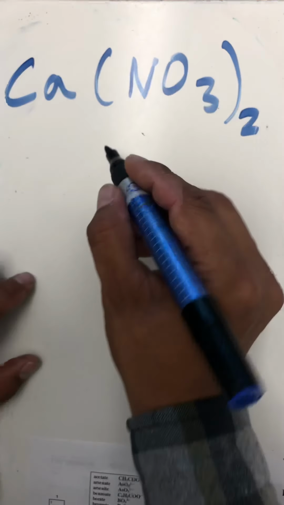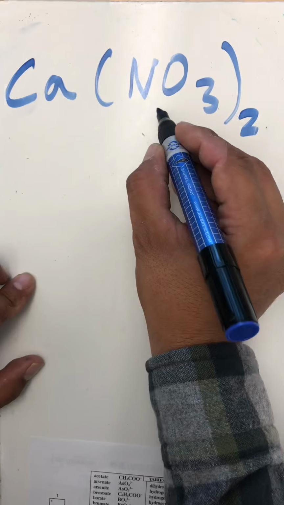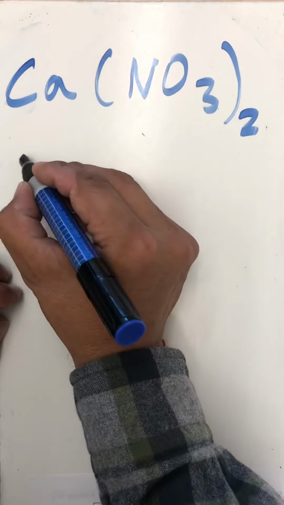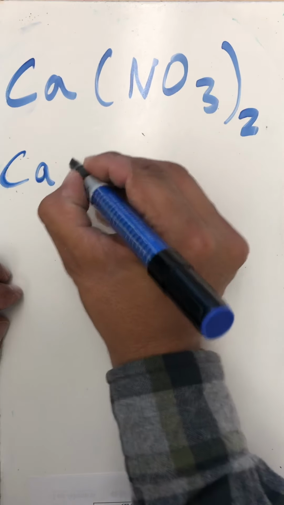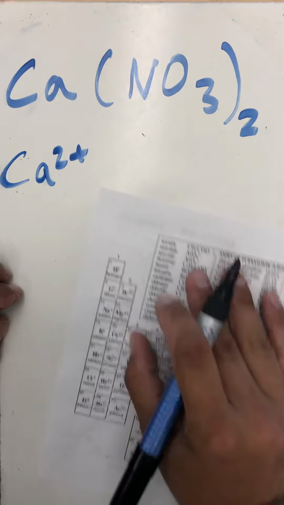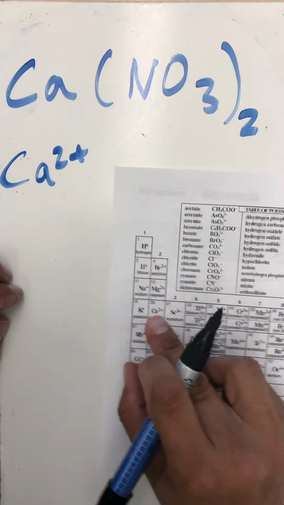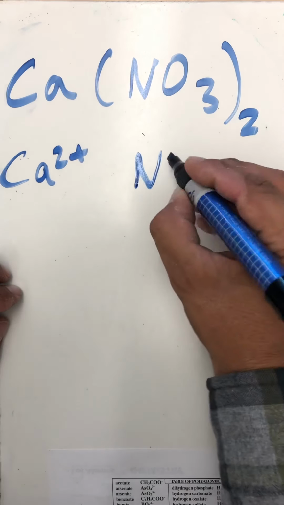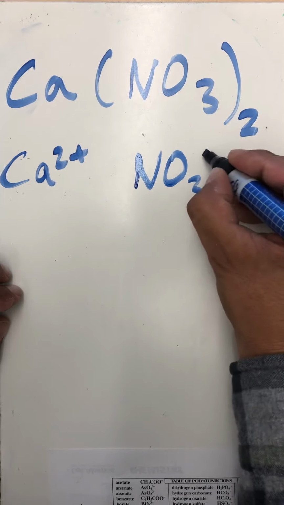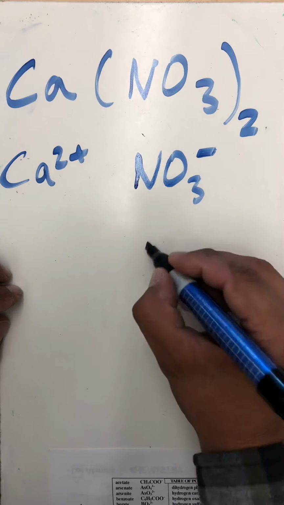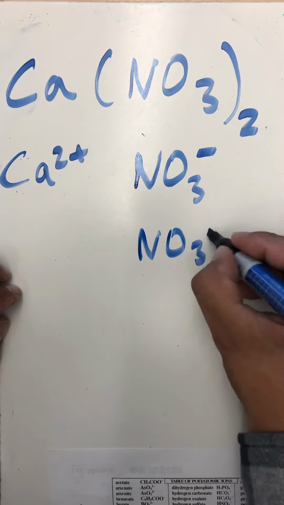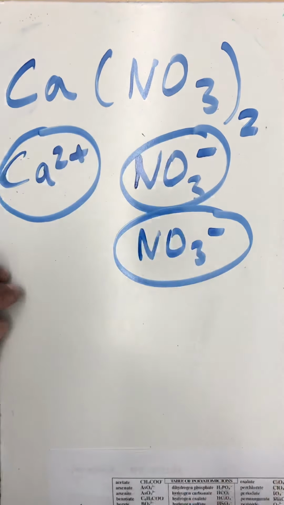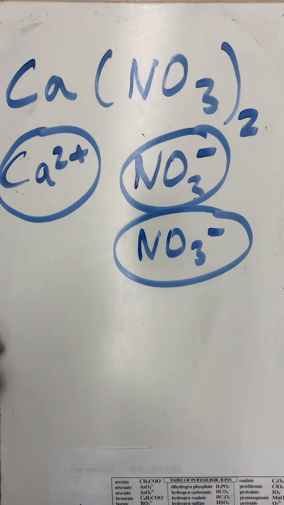This compound here is made up of calcium and NO3, which according to the chart is nitrate. So let's break it apart so that we can study it and name it. Calcium 2+, remember it gives off its 2 electrons so that it can have noble gas configuration. And nitrate, you just treat it like one thing, NO3-. And there's 2 of them, NO3-. I'm just going to circle these just so we don't get confused. So there's one of these bound to 2 of these ionically.